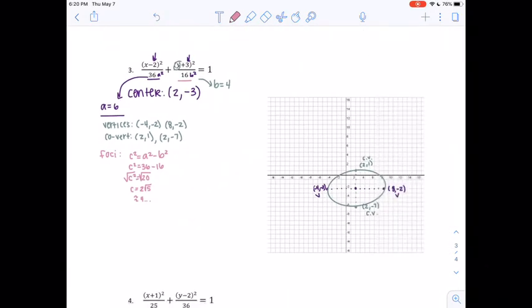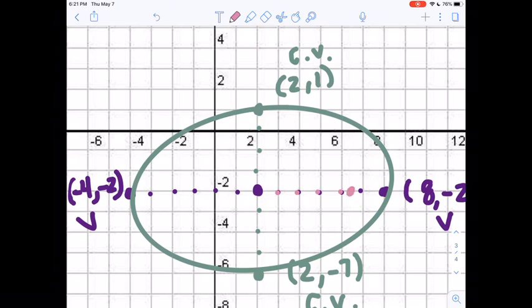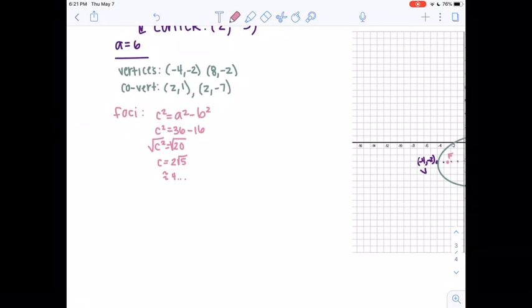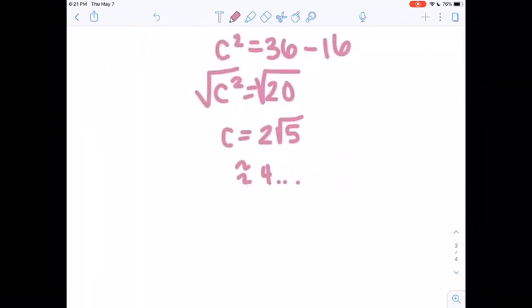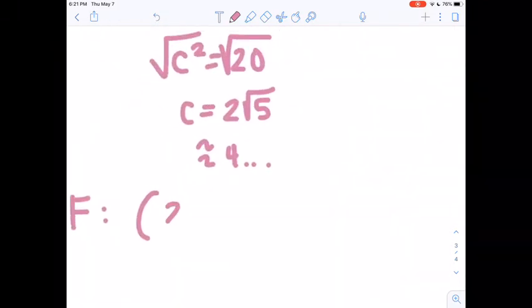So let's graph that. Again, your foci are on the major axis, the longer axis, so that means I have to count left and right. I'm going to count 1, 2, 3, 4. Somewhere in between here, there's a focal point. 1, 2, 3, 4, a little over 4. There's another focal point. Since we're moving left and right, that means the x is changing. So from the center, I'm going to start with the original center, and that's 2, -3. However, the x is changing.